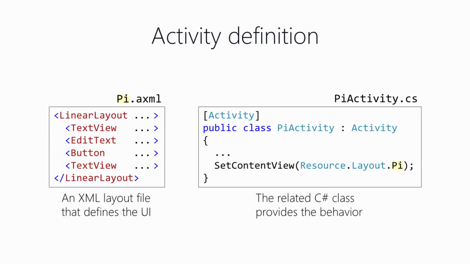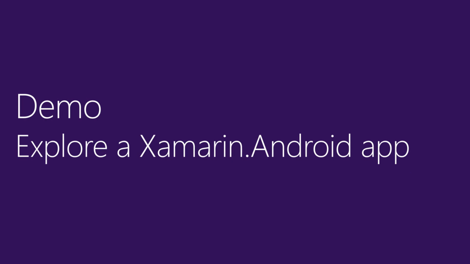An activity is defined in two files. We have an XML layout file for the UI and a C# code file that implements the behavior. Your activity class needs to inherit from Android's activity base class. You also have to add the activity attribute to your activity class. The activity attribute has several properties that affect how Android treats your activity. So let's take a look at this.